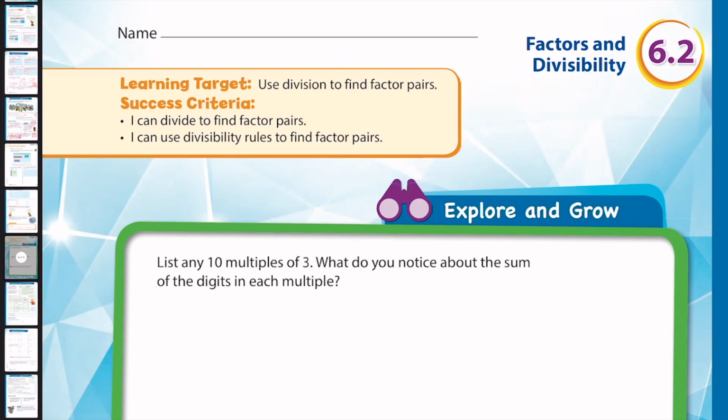Welcome back, my fourth graders. Today's lesson is 6.2, factors and divisibility. Our target is to use division to find factor pairs.